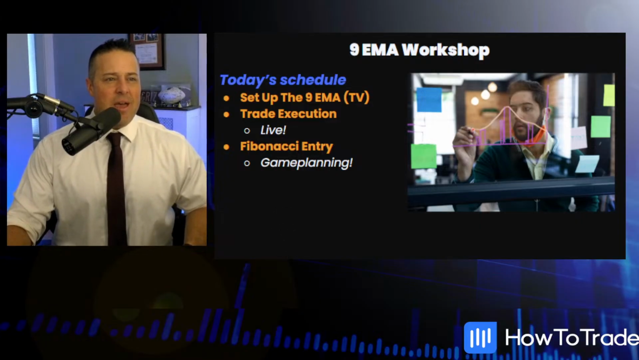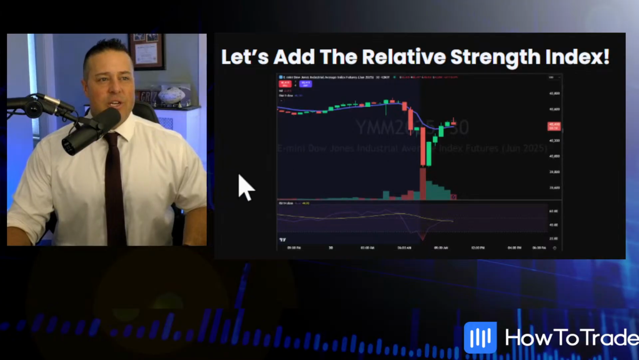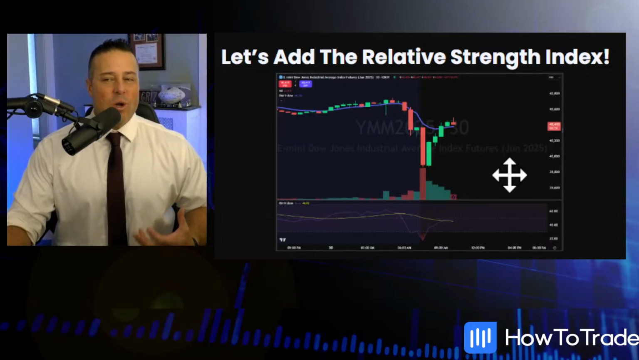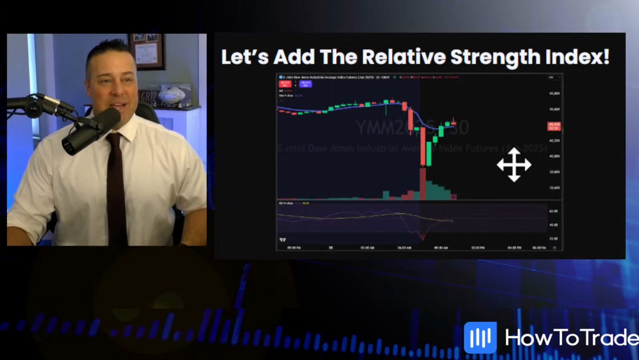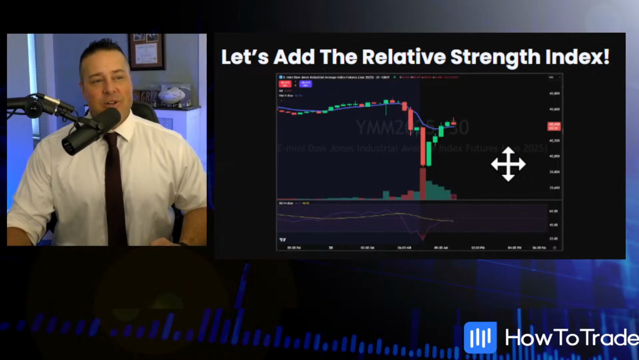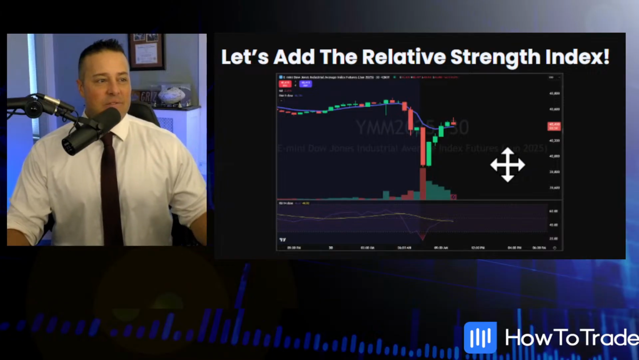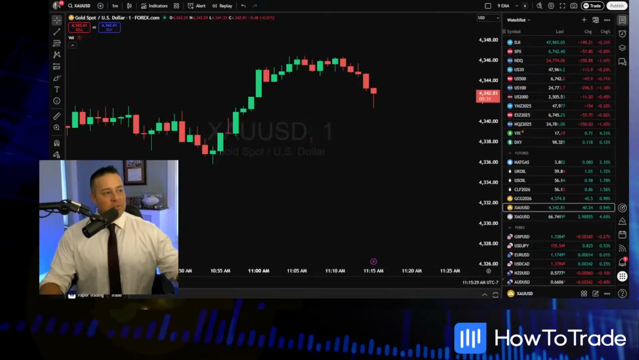So the 9 EMA is a relatively simple strategy. And remember, when we go on short time frames, it's a great complement with the relative strength index. So we want to make sure that we understand what the RSI is, and I'm going to show you how to get set up and running on TradingView and MT5. So without further ado, here is the gold market.